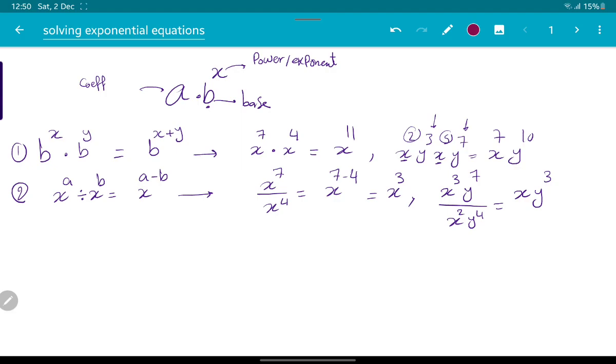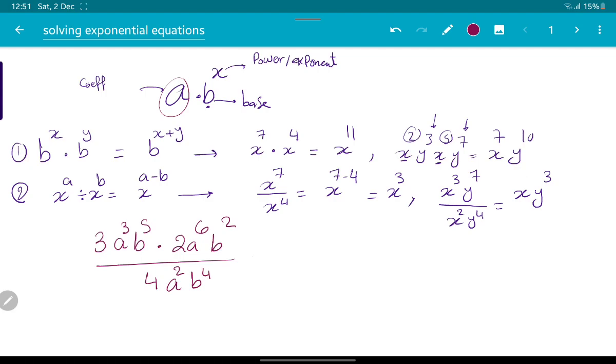When we combine them in one example and use a coefficient, for example, if we have 3a power 3 b power 5 multiplied by 2a power 6 b power 2 over 4a power 2 b power 4. How to simplify this? First, we will multiply the coefficients. 3 times 2, which is 6, a power 3 and a power 6, this will be a power 9, then b power 5, b power 2, this will be b power 7.